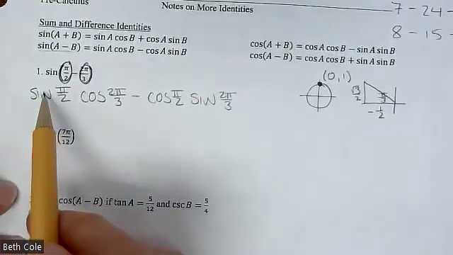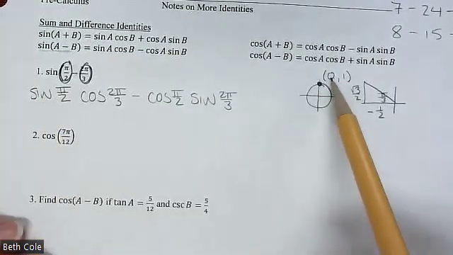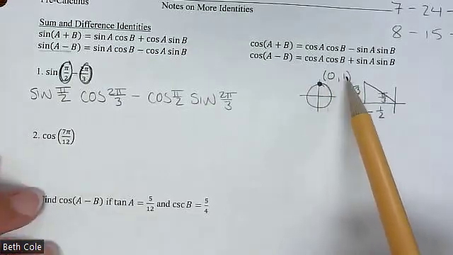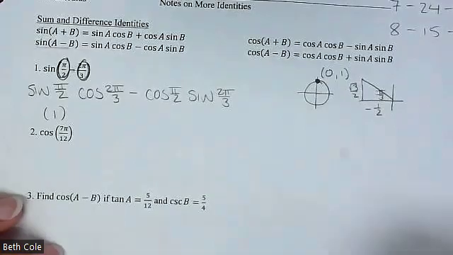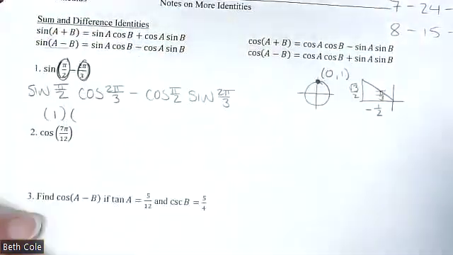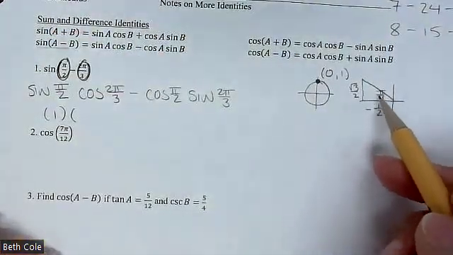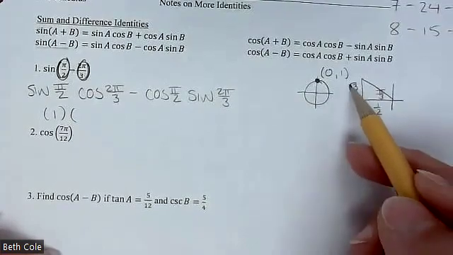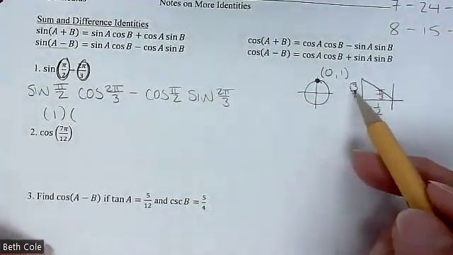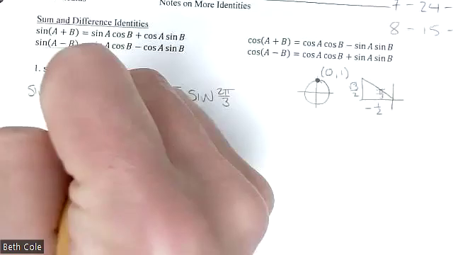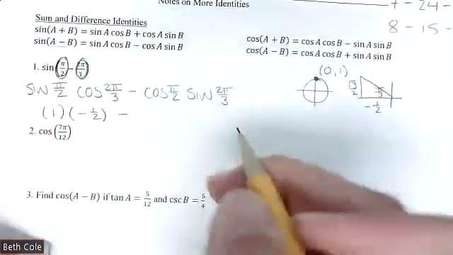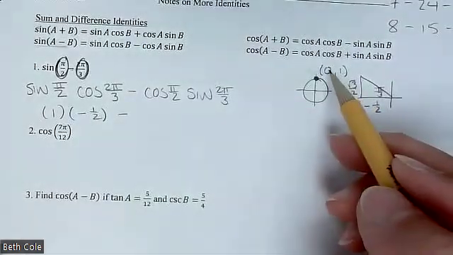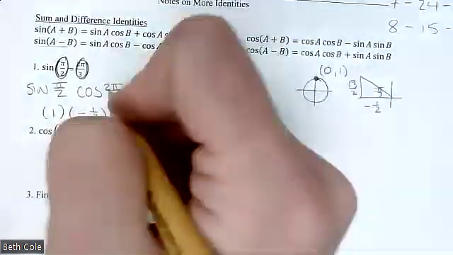Now we're just going to go fill these in. Sine of pi over 2. Sine is which one of these numbers? The 0 or the 1? 1, good, it's the y value. Cosine of 2 pi over 3. So here's your 2 pi over 3 picture. Cosine is which one of those? The negative a half, it's the x value. Good. Minus, all right, cosine of pi over 2 is 0.